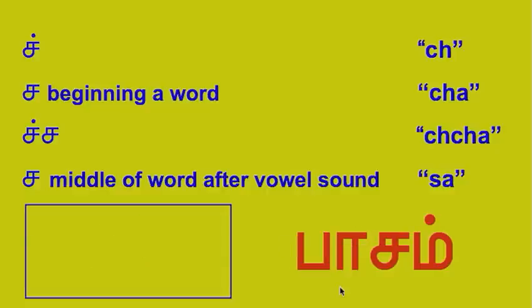Alright, next word. First letter is pa, long, pa, because it contains the kal or aravu along with it. Next letter is this cha sound in the middle of a word, directly following a vowel, so it's the sa sound. And the last letter, so it's pronounced pa-sa, pa-sam, pa-sam.